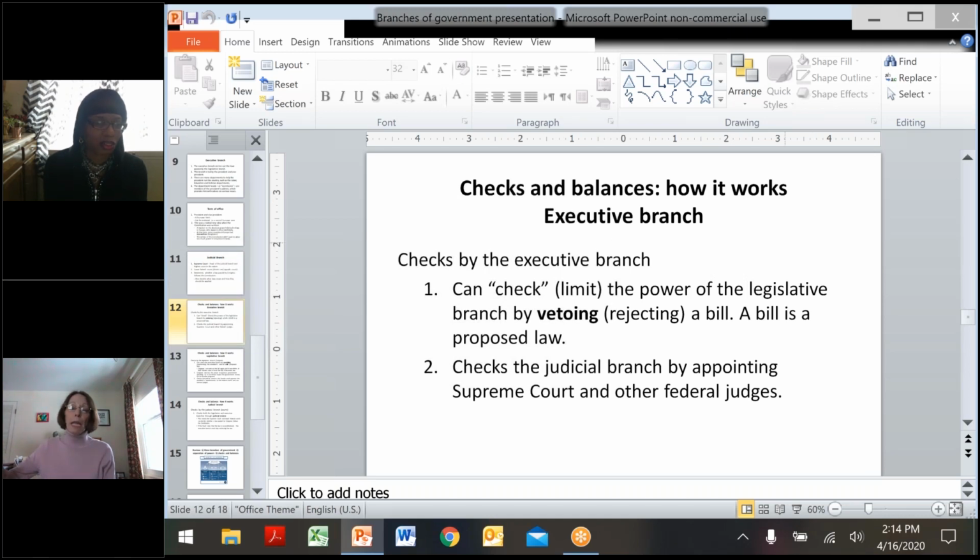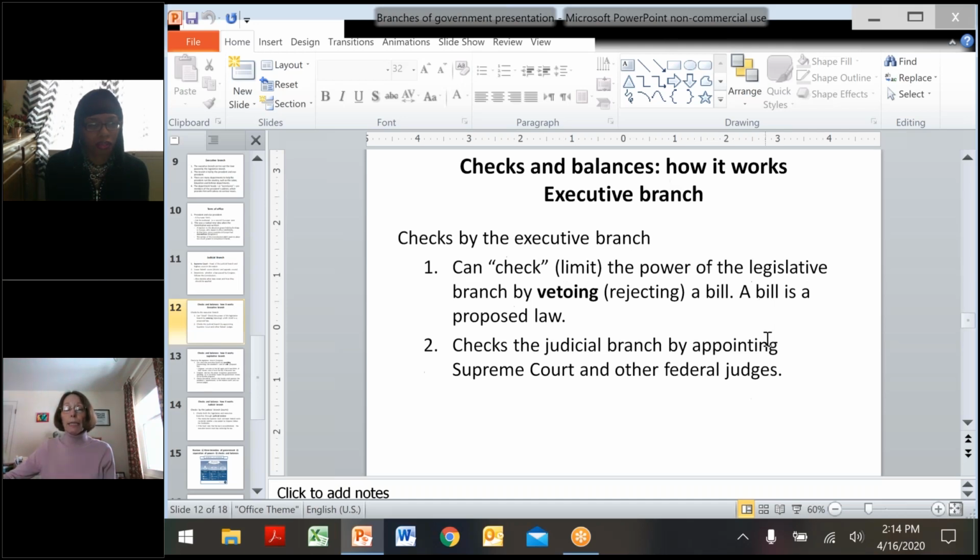Okay, so how do checks and balances work? Again, limitations and balance of power. Let's look first at the executive branch. Okay, the executive branch can check or limit the power of the legislative branch, Congress, by vetoing a bill or rejecting a bill. A bill is a proposed law, and it can also check the judicial branch by appointing the Supreme Court and other federal judges. So, yeah, again, these are all different ways to limit the other branches so no one can gain too much power.